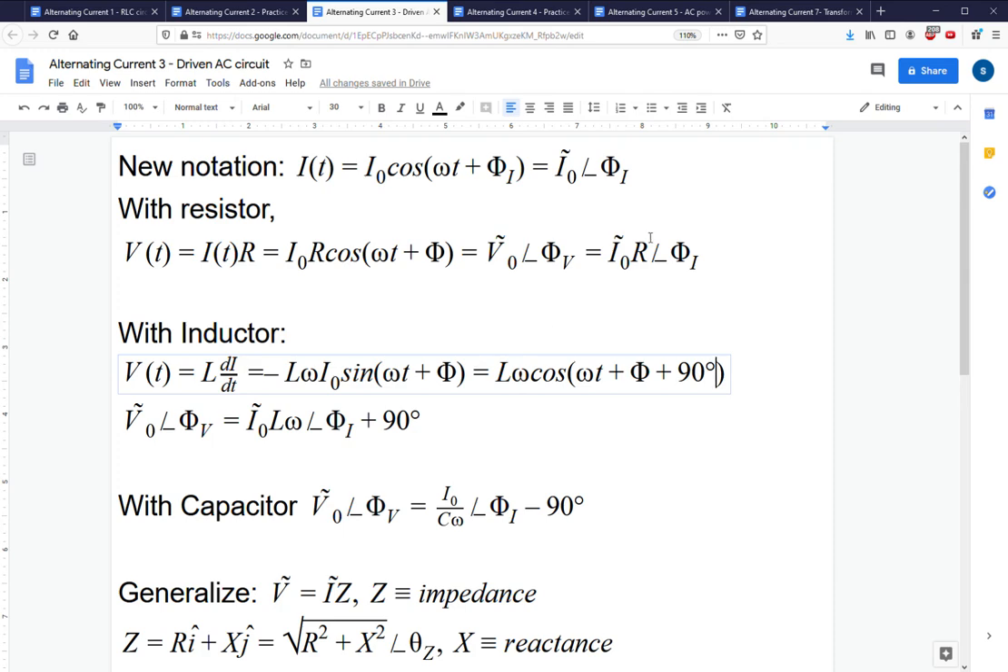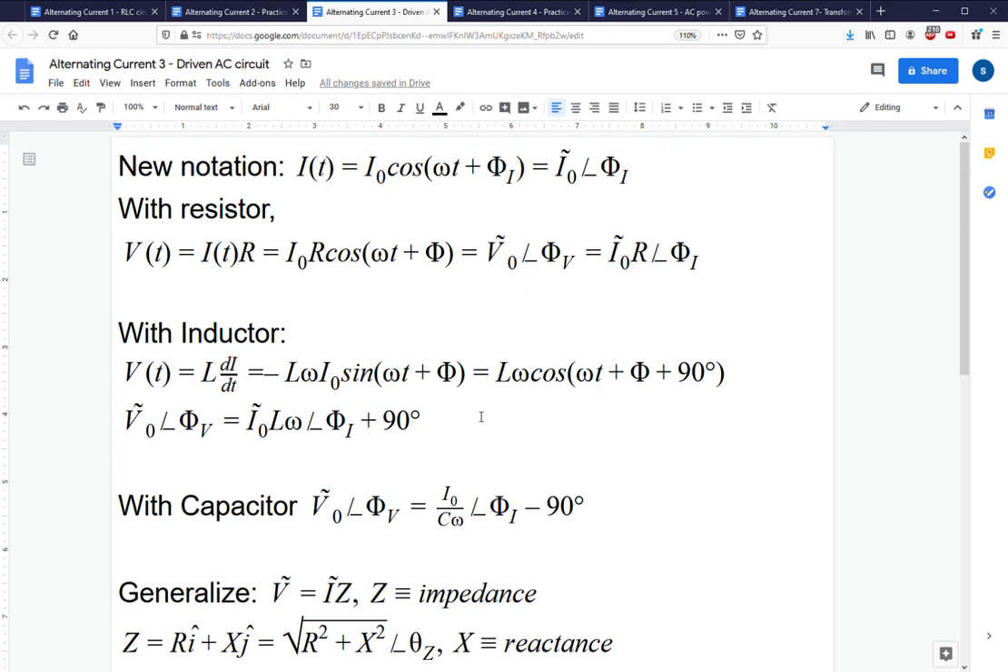Which means that in our phasor notation, we can say that V twiddle, phi v, is equal to I twiddle times L omega times phi I plus 90 degrees. The magnitude of v is equal to the magnitude of I times L times omega, and the angle of v is equal to the angle of I plus 90 degrees.